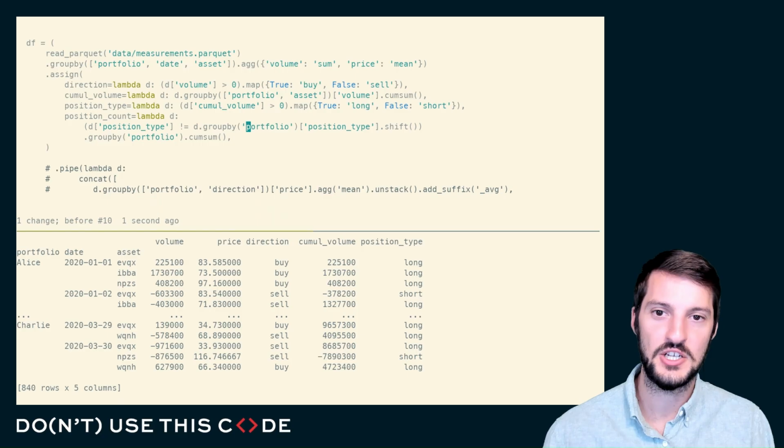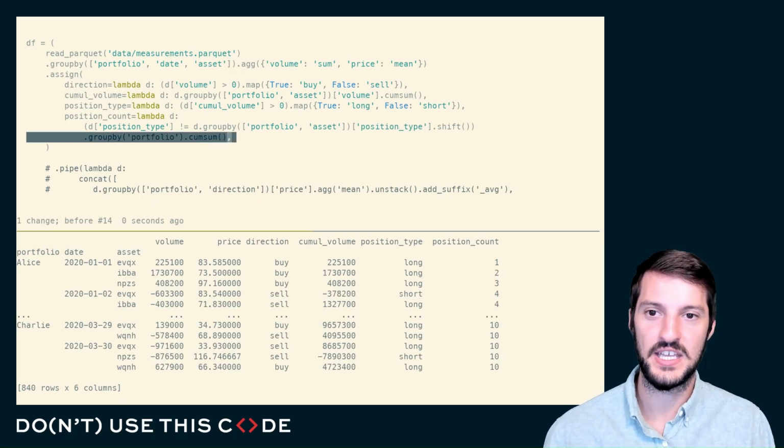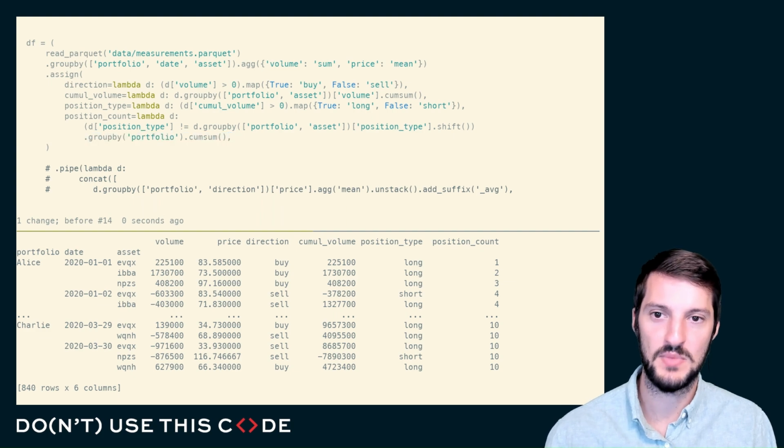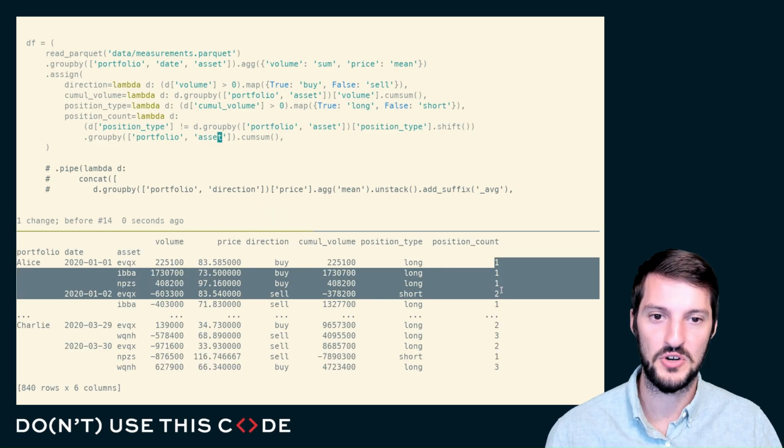And mind you, when I shift, I'm going to want to shift over, of course, both the portfolio and the asset, and then we can let the index alignment take us the rest of the way there. Finally, I'll take a group by cumulative sum across my portfolio and my asset just to create positional markings or boundary markings for each of these groups. Now I have an entity that I can actually perform a group by operation on, and that's my position count. You can see here, this is going to be a per asset count.